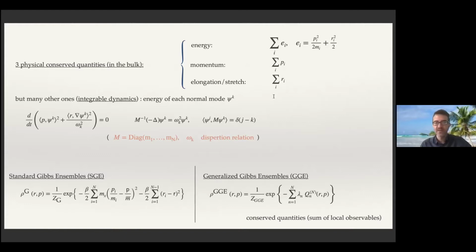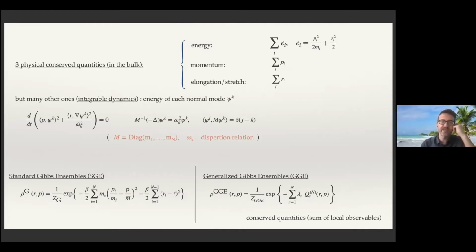which is also conserved. And of course, they are not the only conserved quantities of the dynamics, because this dynamics is completely integrable. And if you introduce the normal modes of the chain, which are the solution here of this equation with omega_k, which is the dispersion relation, and minus delta is the discrete Laplacian, n is the diagonal matrix of the masses of the chain, then you introduce this psi_k, which are some function of r and p, which satisfies this orthogonality condition as the bracket of psi_j. And so it is a bracket which is perturbed by this diagonal matrix. Then they are orthogonal with respect to this scalar product.